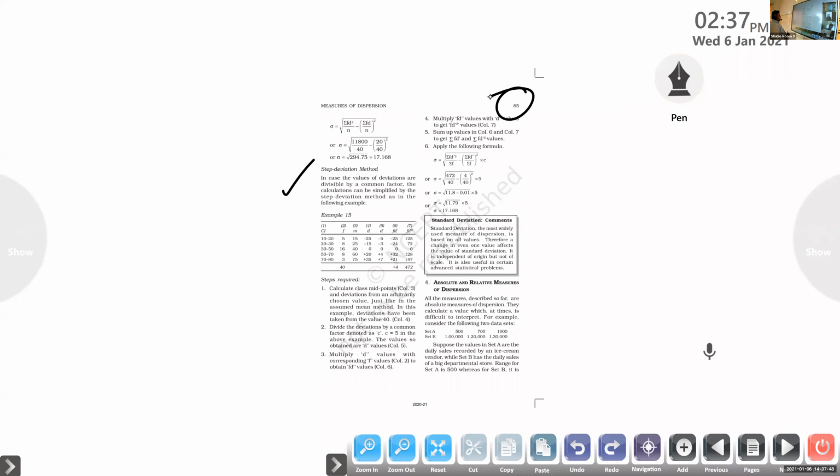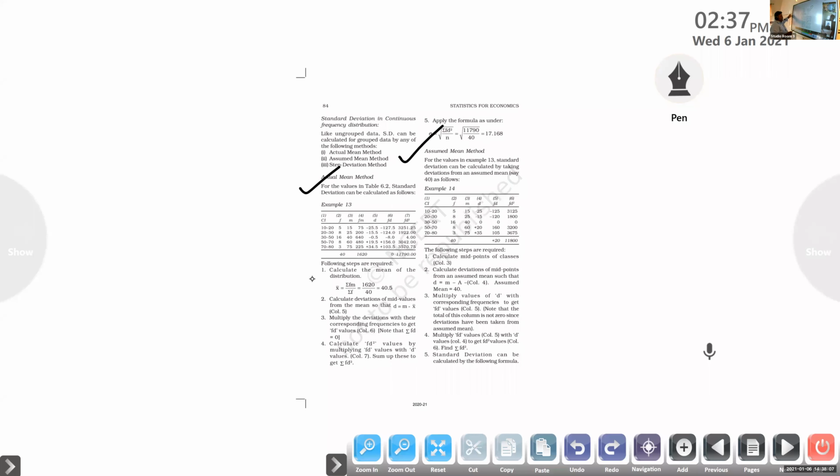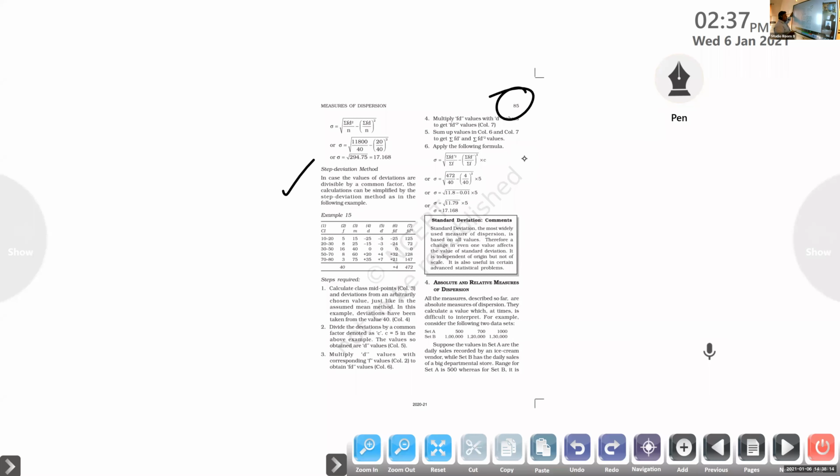Okay, here in the step deviation method, you can observe the same set of data: class intervals 10-20, 20-30, 30-50, 50-70, 70-80. The frequencies are 5, 8, 16, 8 and 3. Here there are 5 steps plus 1, that is 6. The sixth one is the formula or the equation.